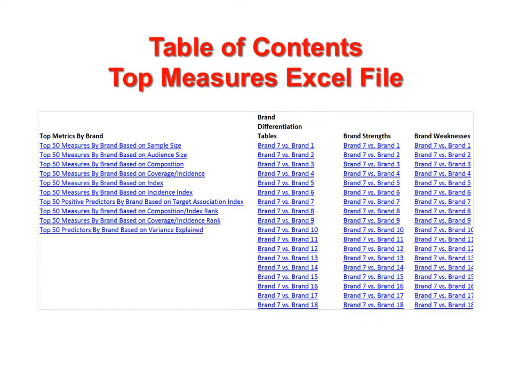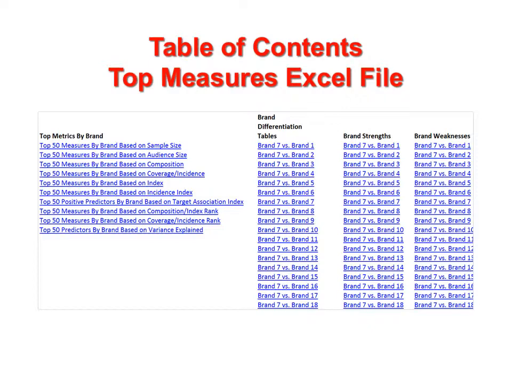Let's first take a look at the top measures file. The first worksheet in this file is the table of contents, which lists all of the tables contained in the top measures file. Each listed table is hyperlinked to the worksheet that contains the table. Additionally, at the top of each table is another hyperlink, which when clicked returns you to the table of contents.